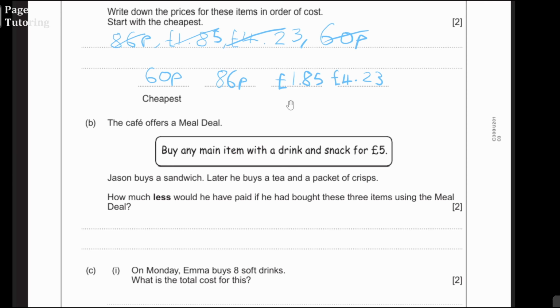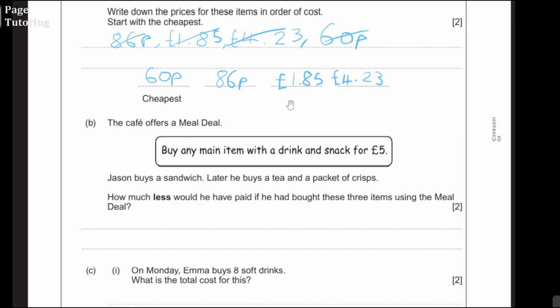Part B. The cafe offers a meal deal. Buy any main item with a drink and a snack for £5. Okay, so Jason buys a sandwich. Later he buys a tea and a packet of crisps. So he doesn't take advantage of this meal deal. He buys a sandwich and then he changes his mind, buys some tea and a packet of crisps. How much less would he have paid if he had bought these 3 items using the meal deal?